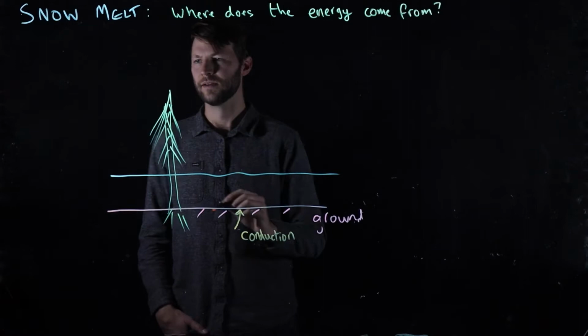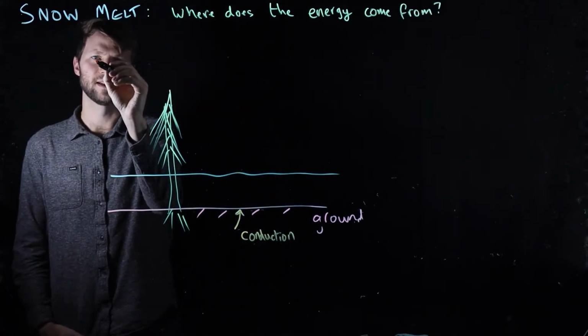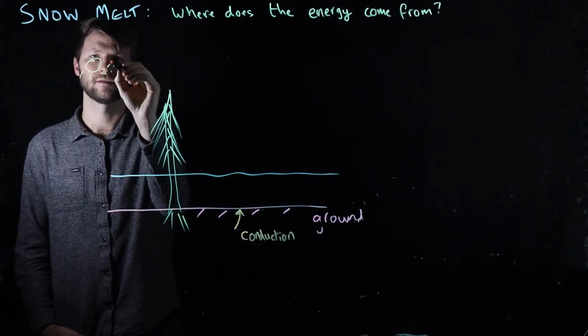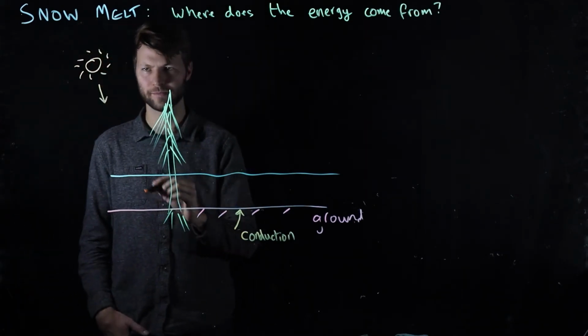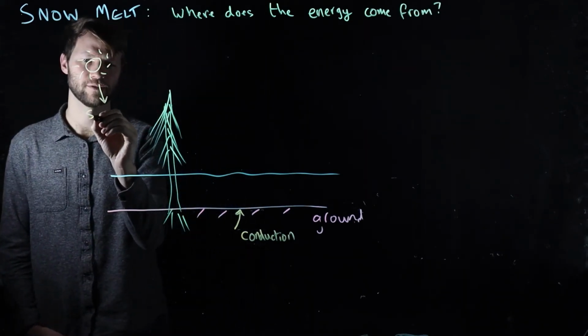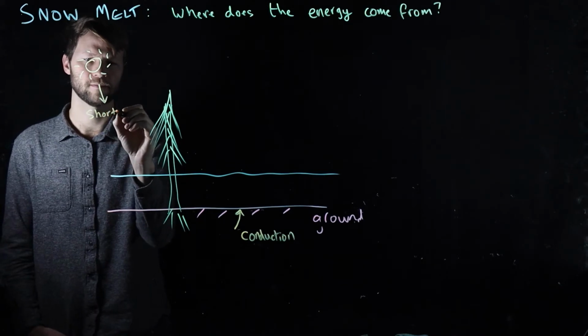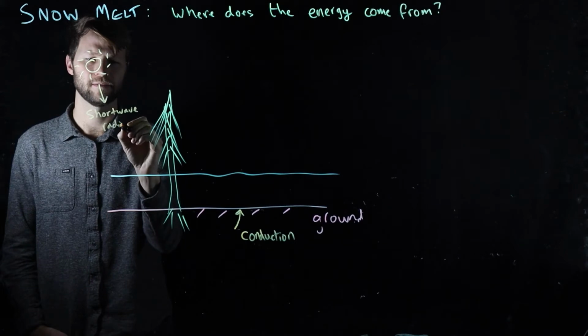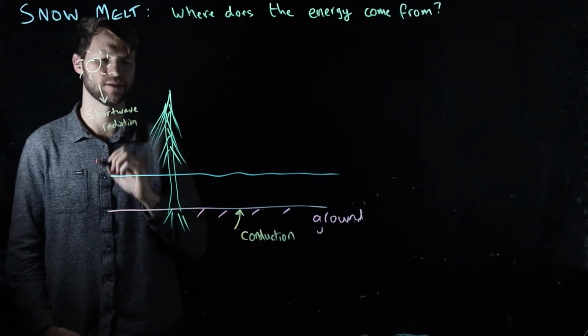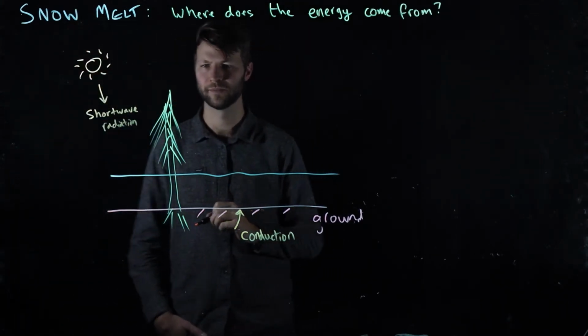We know, of course, when it's sunny out, we can get solar radiation, and this is a form of shortwave radiation that's coming in and can hit the surface of the snow and cause it to warm up.